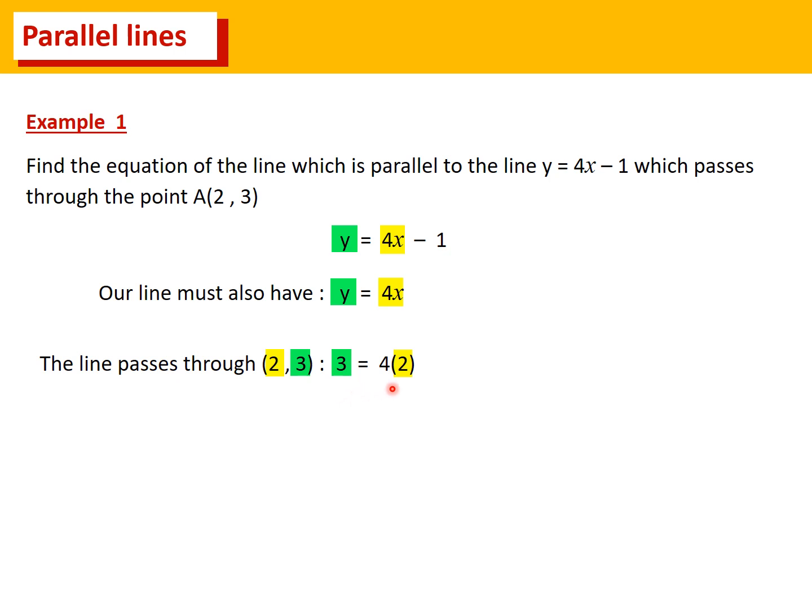We need to do something to balance up this equation. 3 equals 8. What do we need to balance it up? We need to subtract 5. So now 3 equals 8 subtract 5 is correct, and therefore subtract 5 is our constant. And therefore the equation of the line is y equals 4x subtract 5.